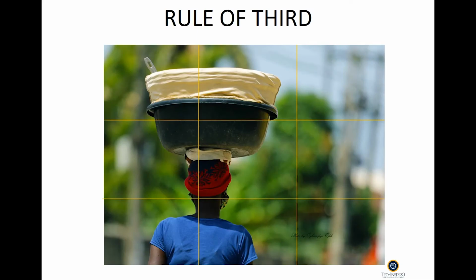So if you want people to focus on the story, to focus on your subject, always place your subject using the rule of third at the intersection of those boxes, never within any of the boxes. Okay? The next composition technique we have is leading lines.